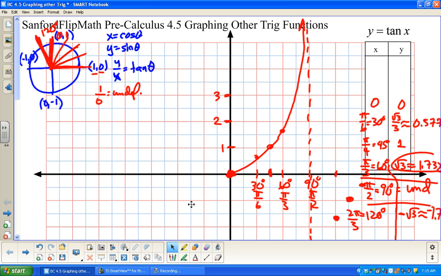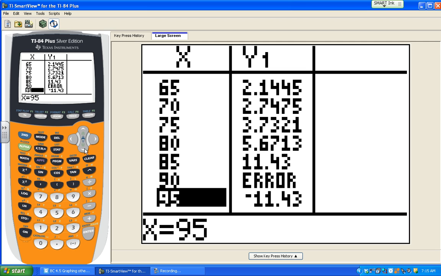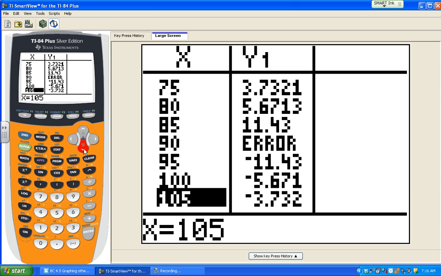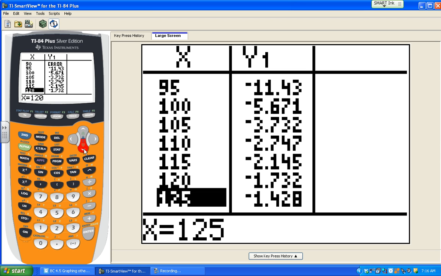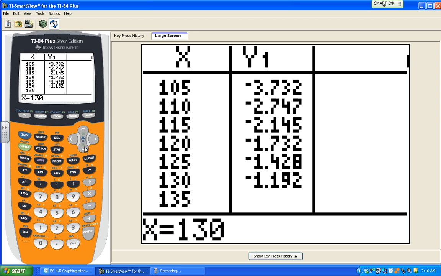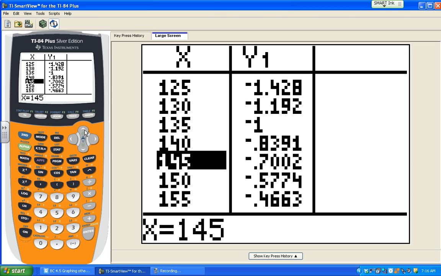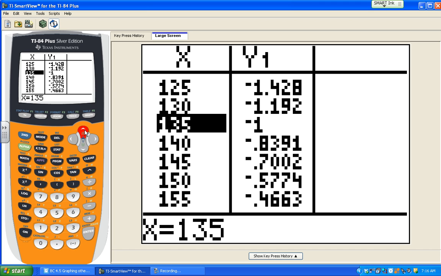So I'm going to go ahead and go over to the graphing calculator for just a minute. Okay, and so here are those same values. If I go to 120, 120 had the negative 1.732. 135 is where the reference angle is 45. Okay, it's at negative 1. So I'm still seeing those same values again, and that should be no surprise. Okay, I'm going to push graph.